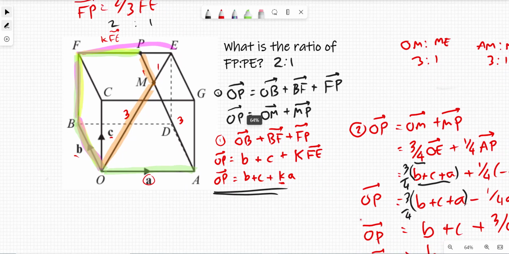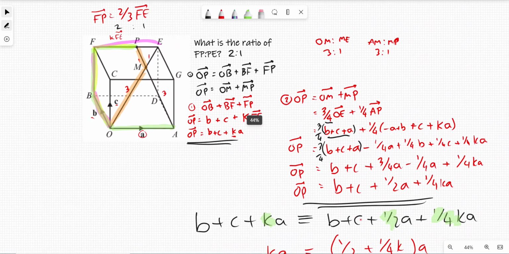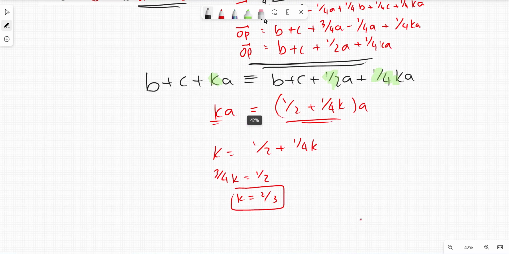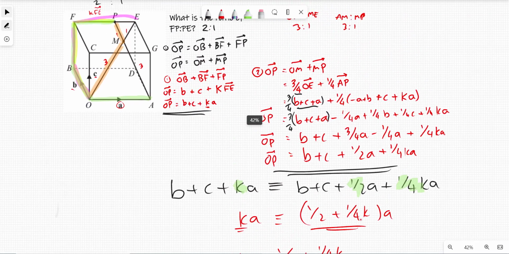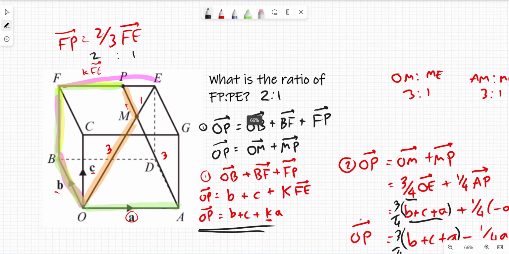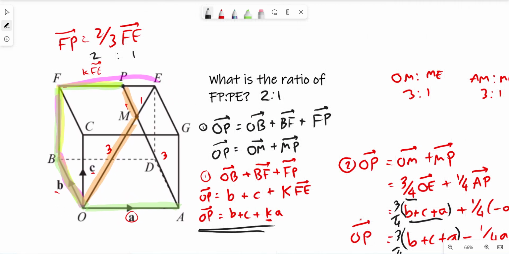And there we go. A classic 3D vectors question where we defined the same journey in 2 different ways, and then we equated those journeys together and solved for our unknown. K is 2/3. So there we go. What a lovely and quite tricky question. There we go. The answer, the ratio of FP to PE is 2 to 1.